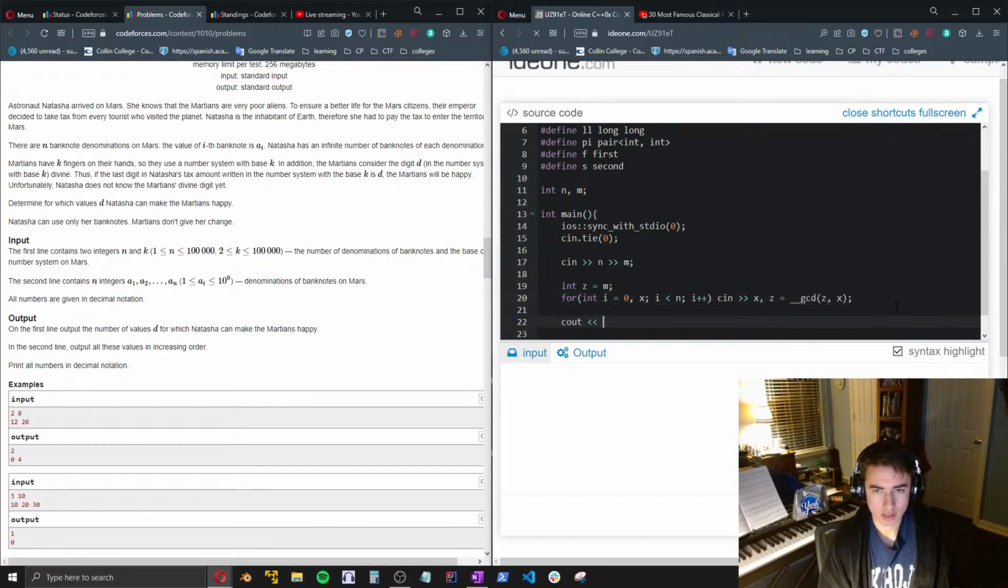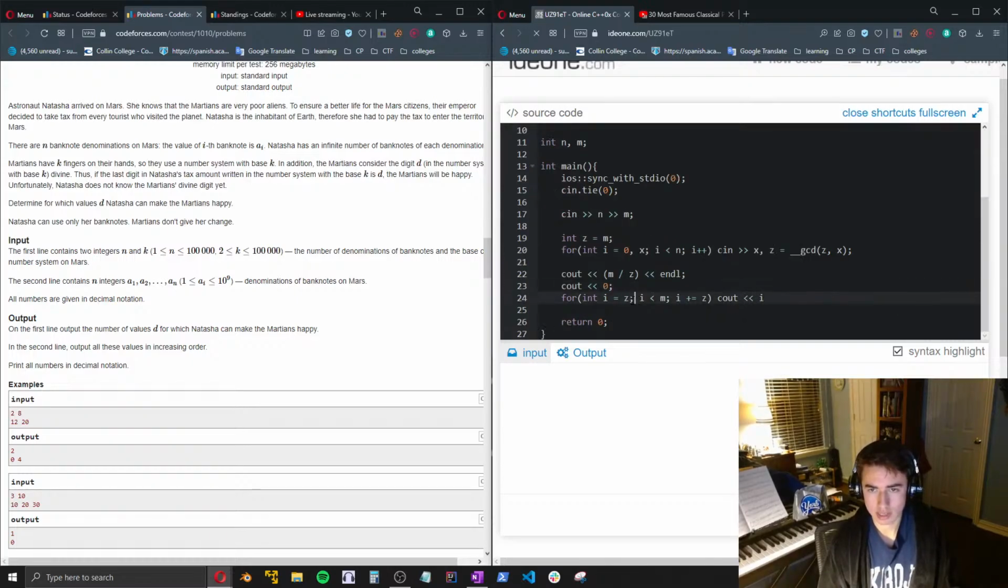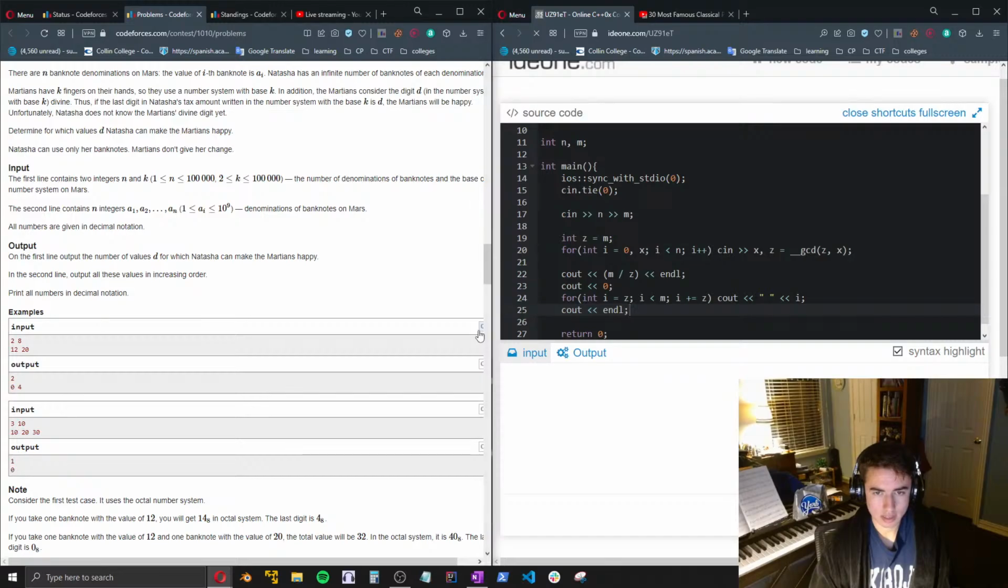So how many multiples are there? Well, there's m over z, of course. Then cout 0, for int i equals z, i less than m, i plus equals z, cout i. I think that is it.